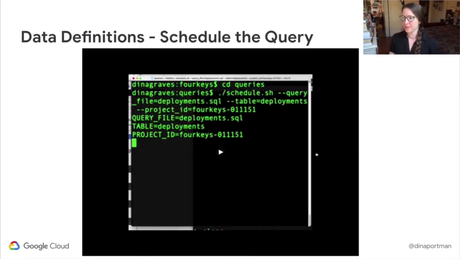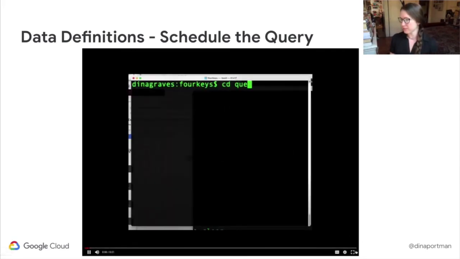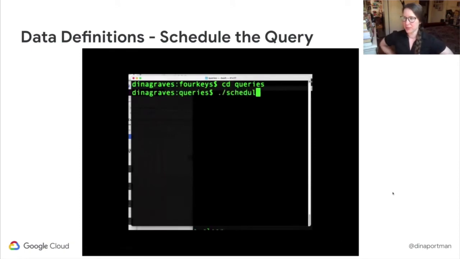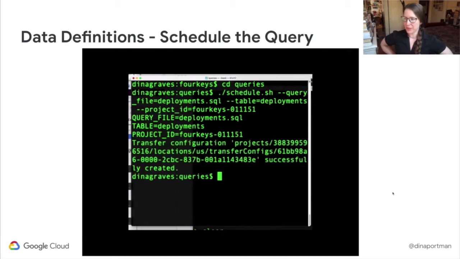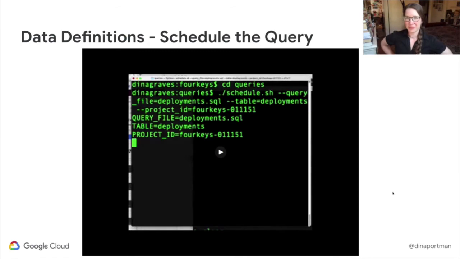So then, once you've edited the SQL, you would schedule the query. And here's a little video of that. It's very simple. You just run the schedule script. I am doing deployments.sql. The table is deployments, and that is my project ID. And then a couple seconds later, BigQuery will respond, yes, the query is scheduled.